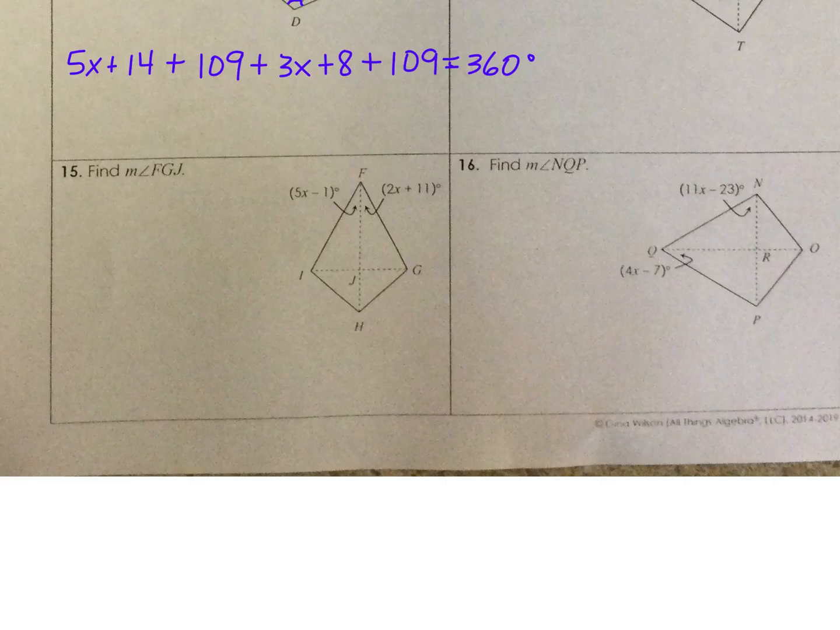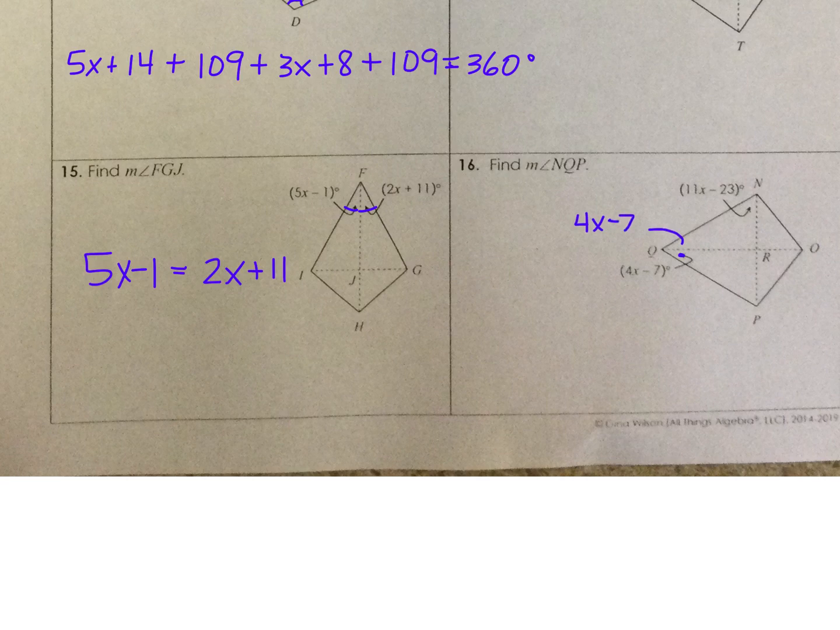Let's look at 15. What do I know about this 5x minus 1 and this 2x plus 11? Well, I know they're the same. So I just set them equal to each other, and I could solve it if I wanted. All right, what about this 4x minus 7? Well, we know that one is the same. That one's also 4x minus 7.